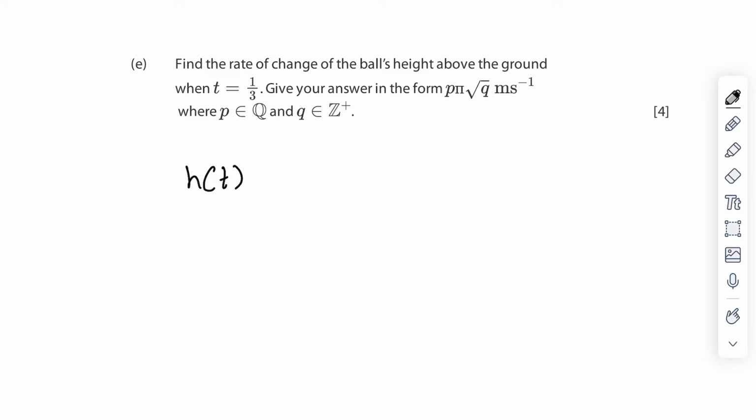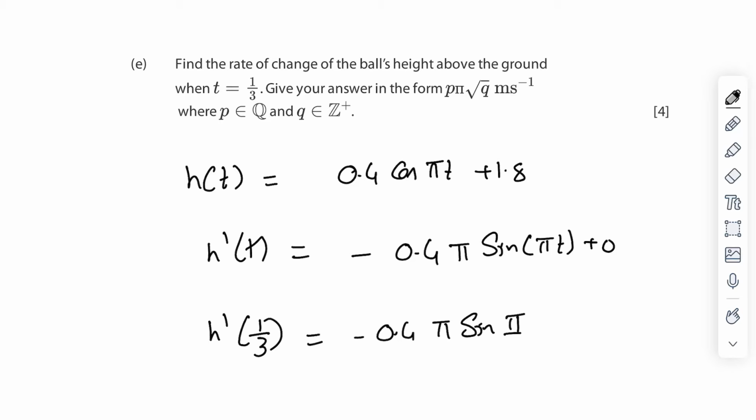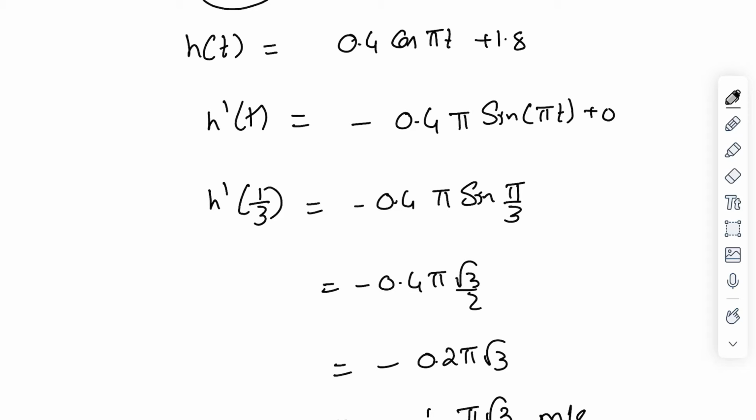Part E, find the rate of change of the ball's height above the ground. So h of t equals 0.4 cos pi t plus 1.8. So h prime t will become negative 0.4 because the cosine derivative is negative sine. The pi t derivative is pi sine of pi t plus 0. Now I'll find it at t equals 1 upon 3, which is negative 0.4 pi sine pi upon 3. Then sine pi upon 3 is root 3 upon 2. So it's going to be negative 0.2 pi root 3. But he says p is a rational number. So 0.2 should be written as 1 upon 5, giving negative 1 upon 5 pi root 3 meters per second. This is going to be the answer.